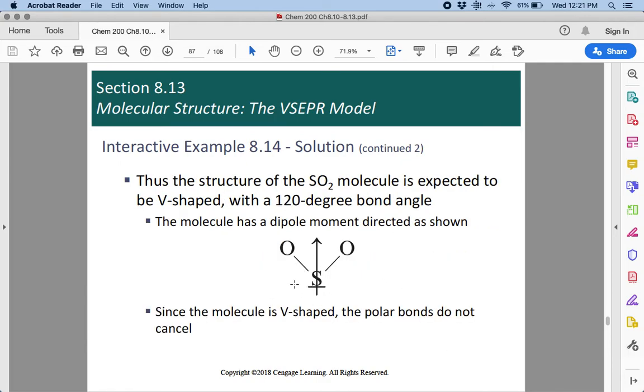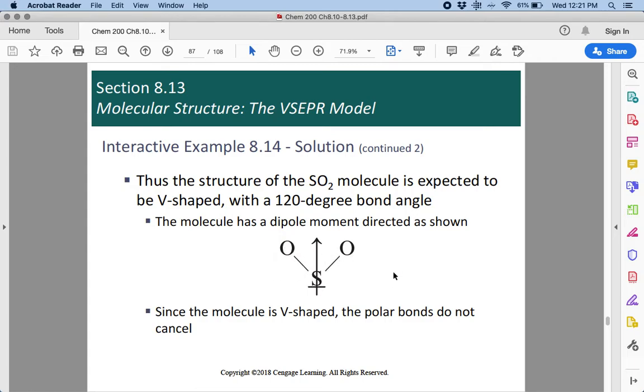So now we need to think about our dipole moments. We need to think about polarity. We know that in each case, we have a polar bond between the S and the O, where the slightly positive is here and the slightly negative is here. We have a polar bond between this S and this O, where the slightly positive is here and the slightly negative is here.